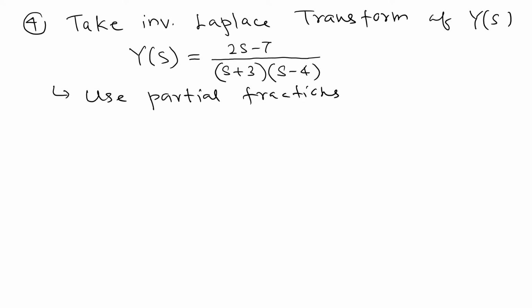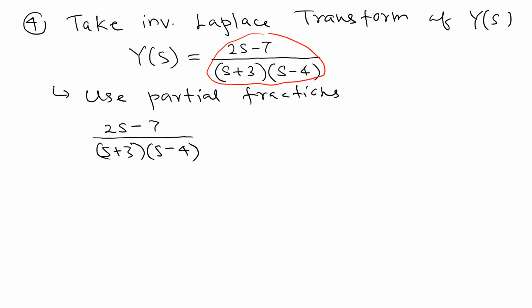To do that, we're going to start with the expression on the right side. So we can write it like this: (2s minus 7) over (s plus 3)(s minus 4). We write this as identically equal to A over the first factor, s plus 3. You can do that when you have distinct linear factors, which is the first case, the easiest case. And the next one is B over the other factor, which is s minus 4. So we write the partial fraction like that.